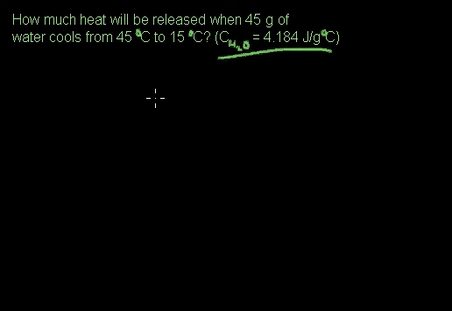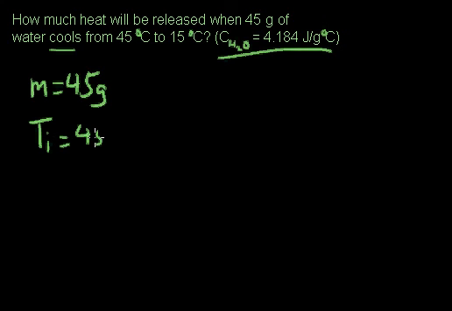So in this problem, the question is asking how much heat will be released when 45 grams of water cools. And this time we're cooling something rather than heating it up, from 45 degrees Celsius to 15 degrees Celsius. So again, we're going to use the GUESS method. We're going to write down what's given. So first, we're given mass, and the mass is 45 grams. The second thing we're given is the initial temperature, which is 45 degrees Celsius. Our second is 15 degrees Celsius, which is our final temperature.